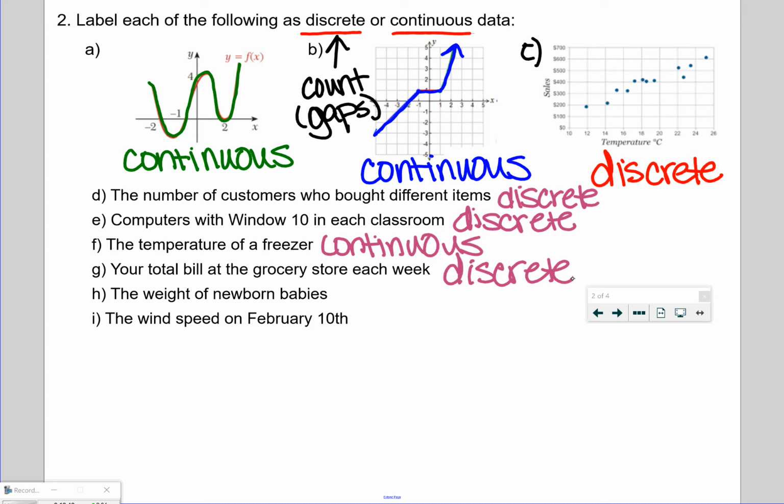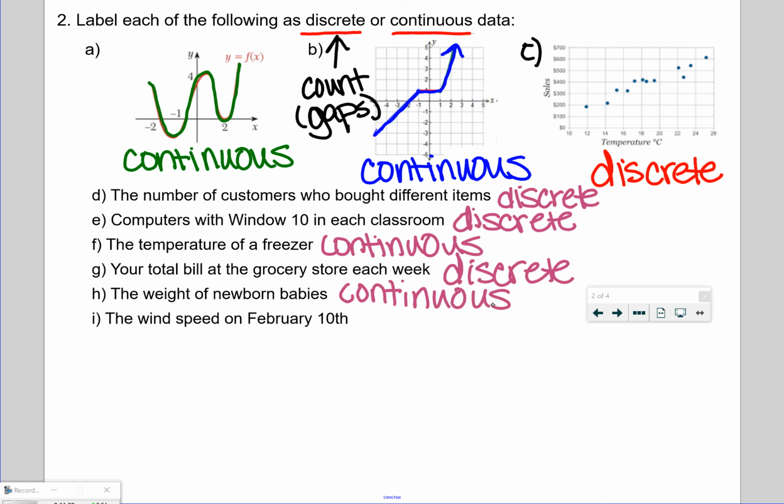Weight of a newborn baby. So when we talk about weight, is that something that we could count? Not really. Is that something that we could have partial values for? Can you have part of an ounce? Absolutely. So we would say this is continuous. Not something we can count there.